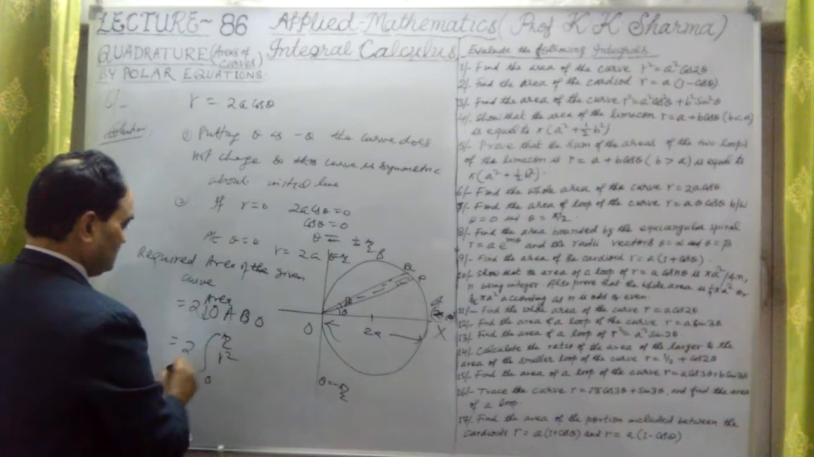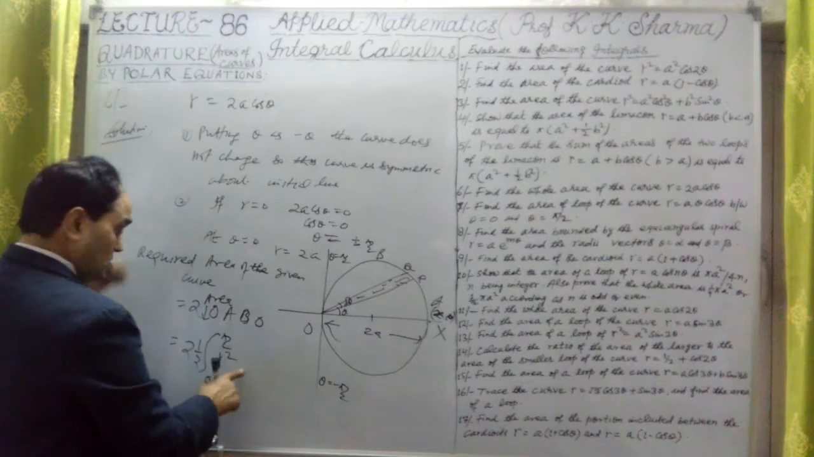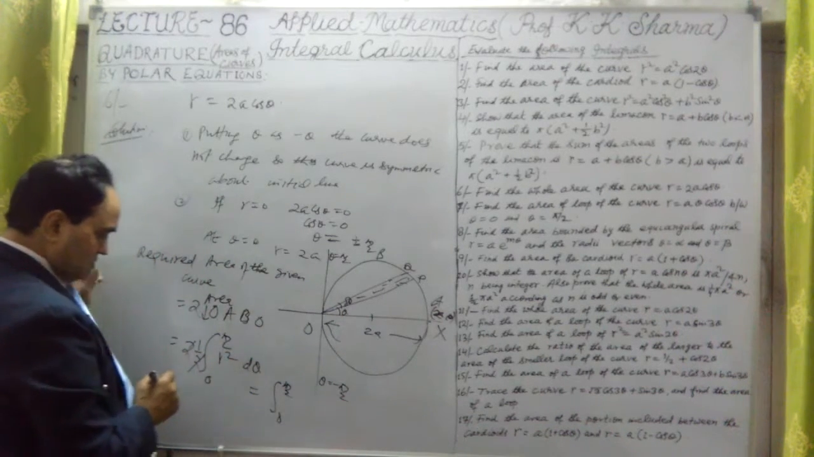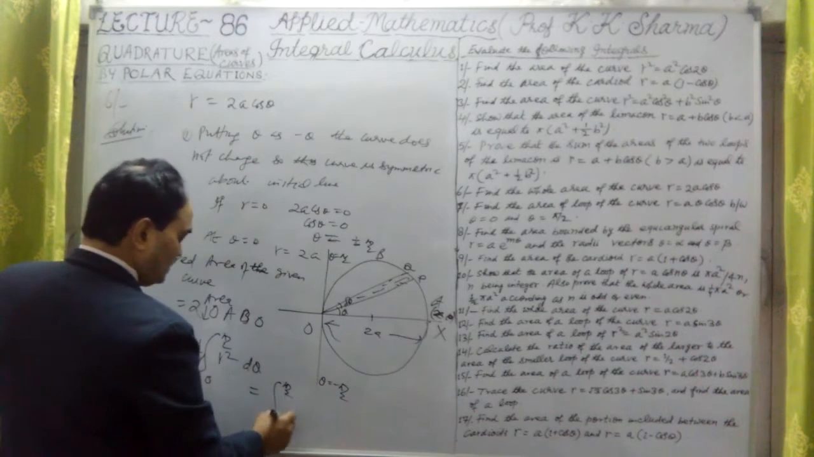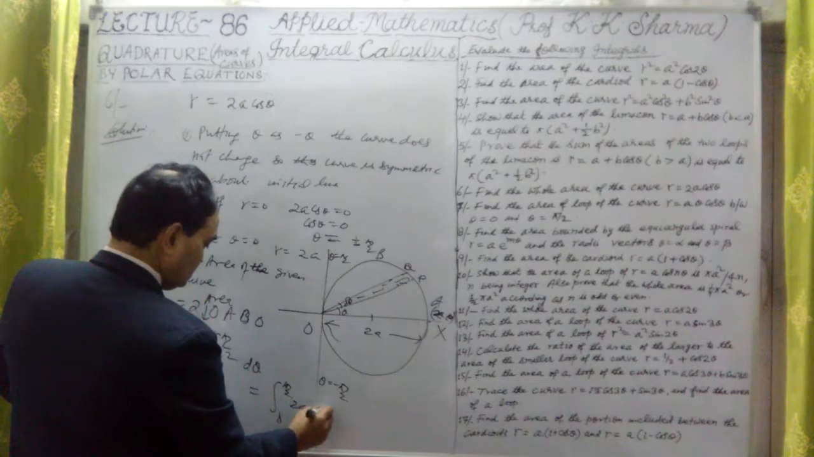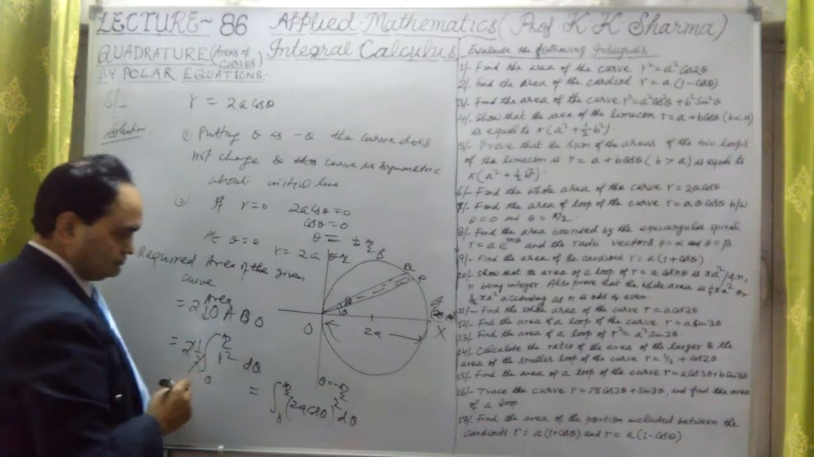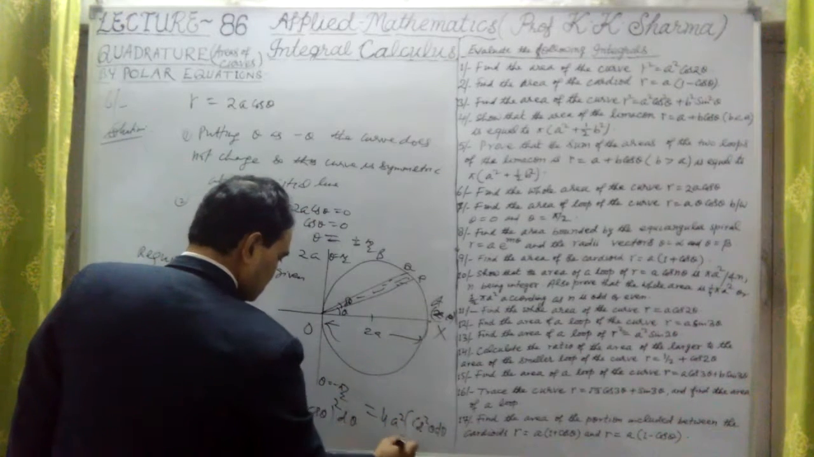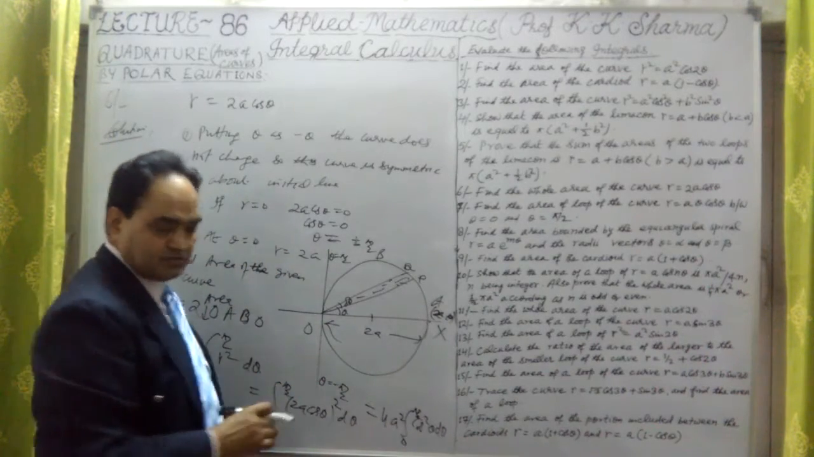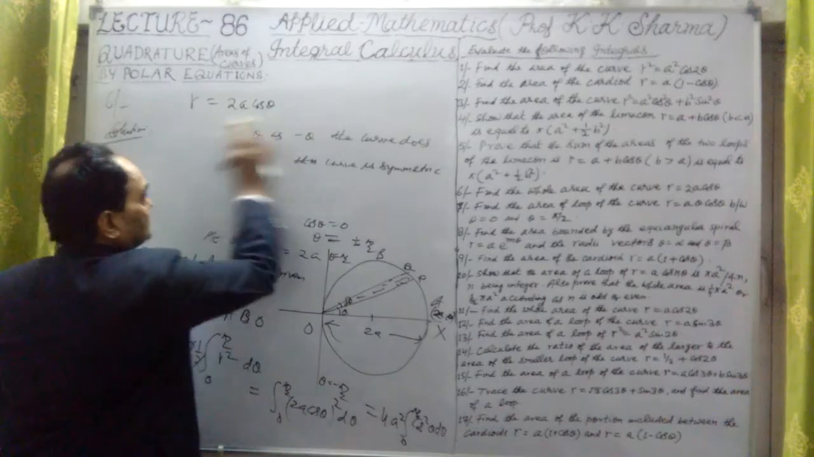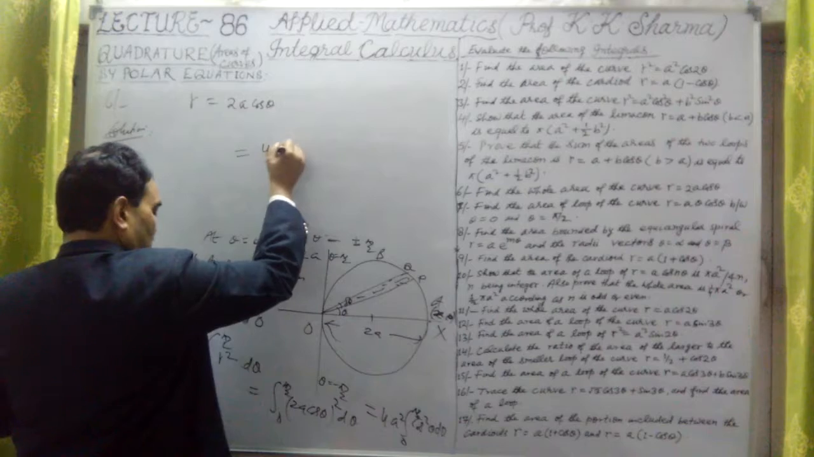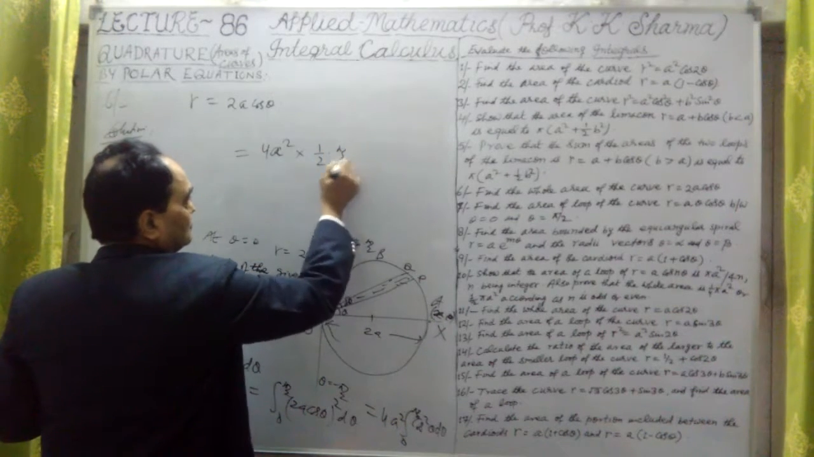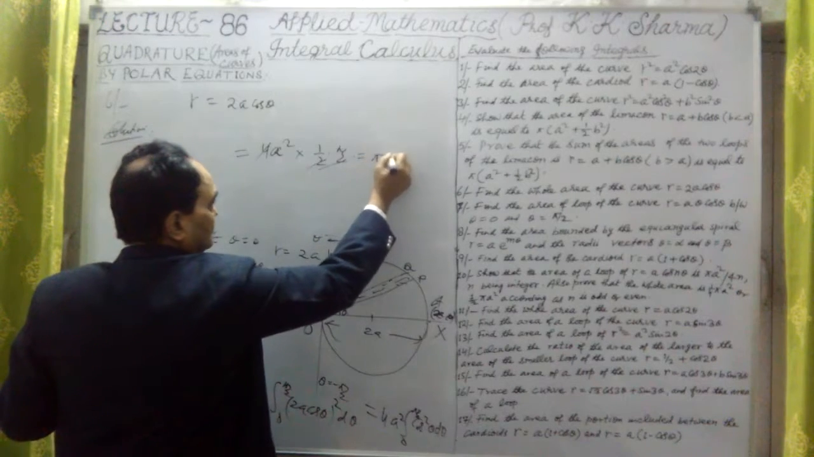And this is half r square d theta. So this half and the 2 cancel out, giving us 0 to pi by 2 of r square. r square is twice a cos theta whole square into d theta. It will give us 4a square, let me take it outside, times cos square theta d theta, with limits 0 to pi by 2. We can apply the reduction formula in this case also. So let me find the final answer. It will give us 4a square into, by the reduction formula, 1 by 2 into pi by 2. The 4 cancels out, and this is pi a square only.